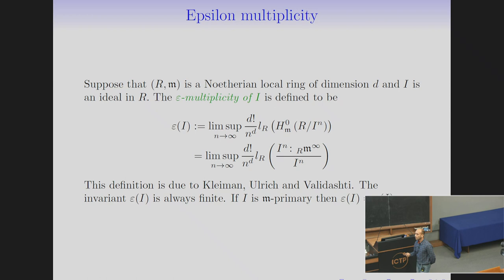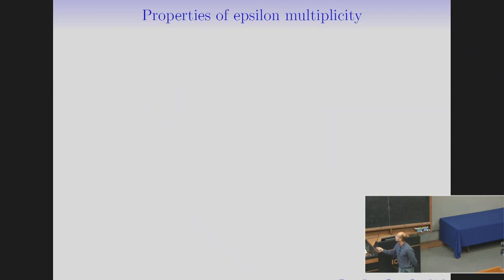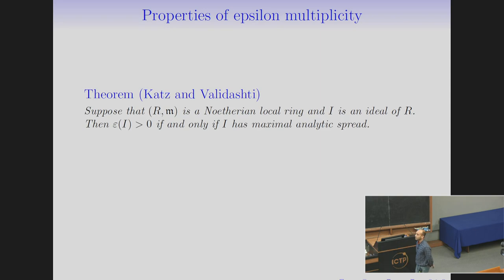Now let's see some quick properties of this multiplicity. The first is a non-vanishing result. It says that the epsilon multiplicity is positive if and only if I has maximal analytic spread, that is, the Krull dimension of the fiber cone of I is equal to the dimension of the ring. For most of our talk, we're going to implicitly assume that the ideal I has maximal analytic spread, because otherwise the epsilon multiplicity is zero.